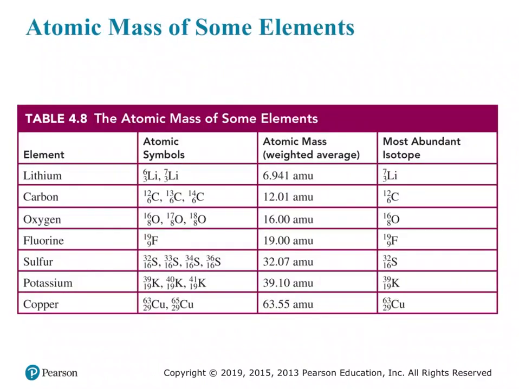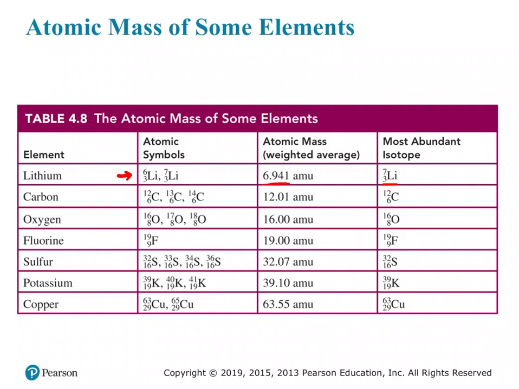All right, so let's look at the atomic masses of some other elements as well as their isotopes. In table 4.8, we have a few different elements listed. For instance, lithium has two naturally occurring isotopes, lithium-6 and lithium-7, and the most abundant isotope is lithium-7. The atomic mass of lithium is 6.941, which is really close to 7. That makes sense given that lithium-7 is the more abundant isotope.